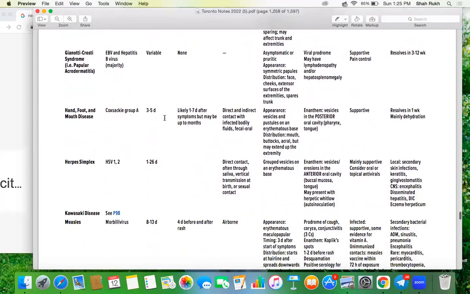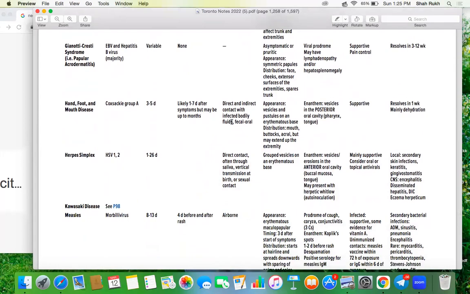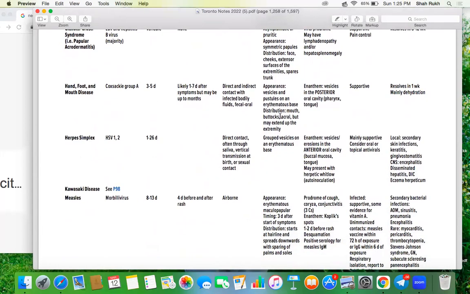Then these things you can remember if you want. Then direct and indirect contact with the infected bodily, fecal, oral. Then appearance, you need to know how it looks. The baby will have what? They will tell you that the baby had the disease at the hand, foot, and now he's having a problem in the mouth. So what are you going to do? You need to know this is hand, foot, and mouth disease.